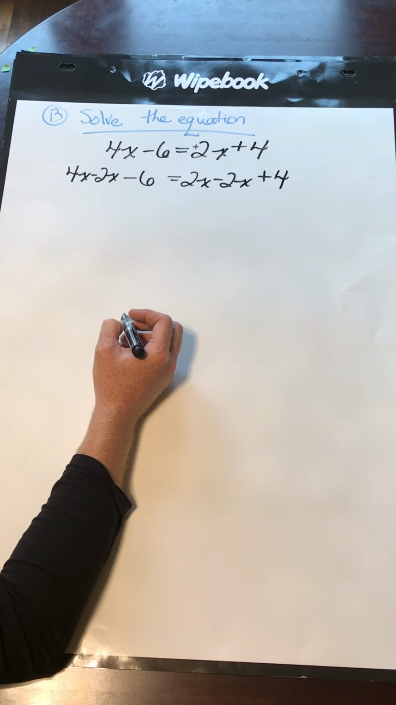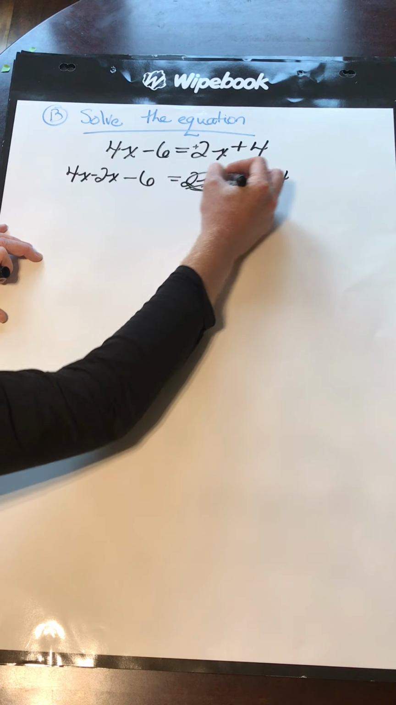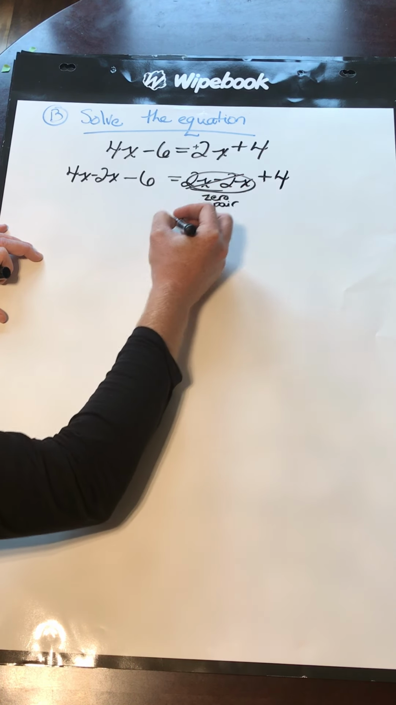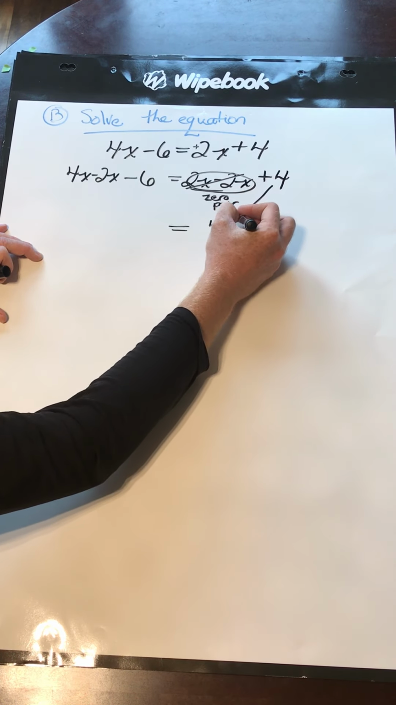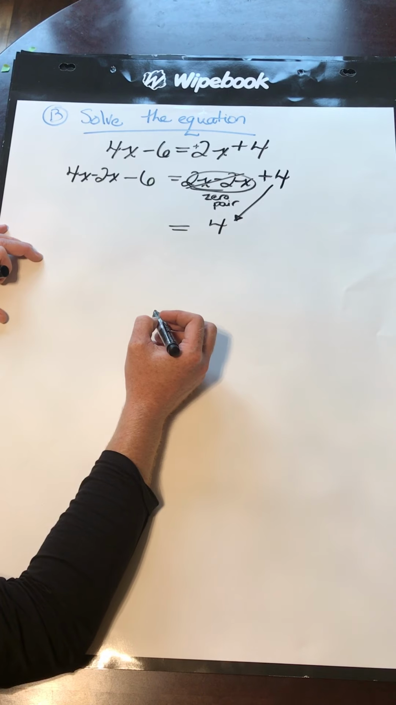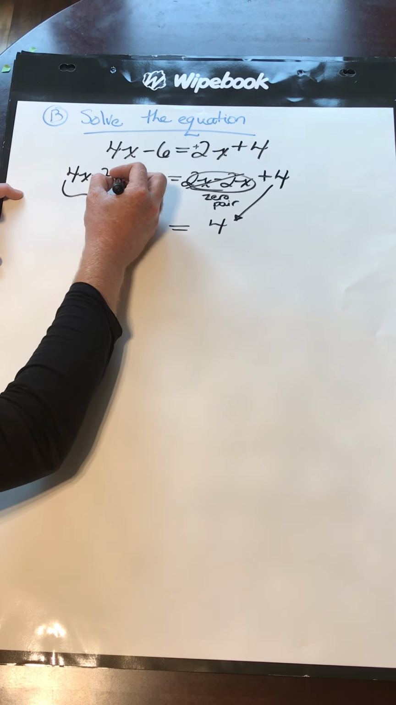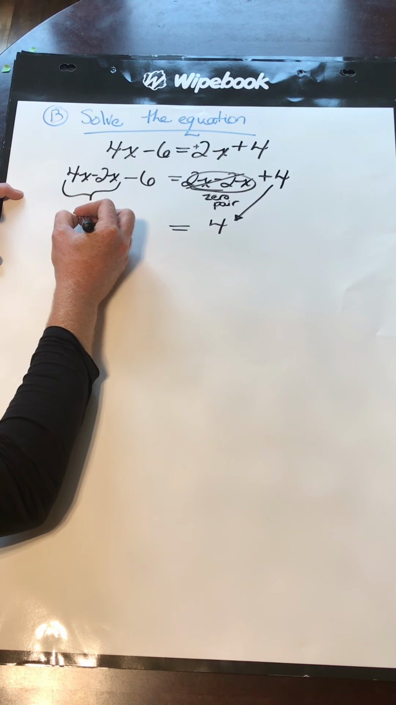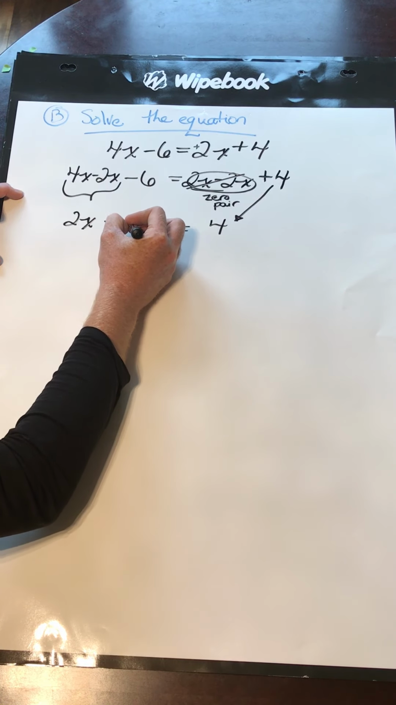And now I am going to go about simplifying this. And on this side here, we see that 2x minus 2x, well, that's a zero pair. So on the right side, I'm going to have 4. So I bring down the 4 here. On the left side, I have 4x minus 2x. Well, 4x minus 2x is equal to 2x. And I continue to have the negative 6 there.